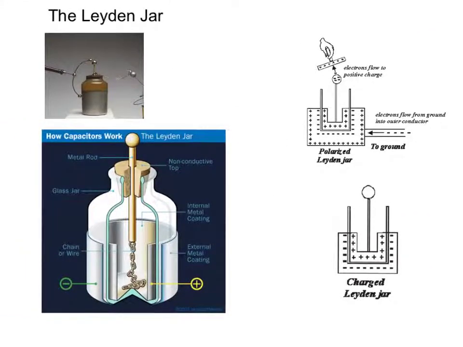So the Leyden jar is a type of capacitor, or device that stores charge. Back in 1745, a guy named Ewald Georg von Kleist developed this device. It was the first method discovered to store a significant amount of charge for later use. The Leyden jar was an accidental discovery, really.